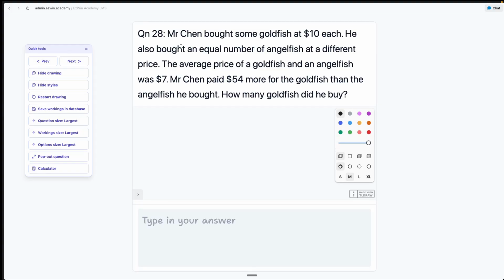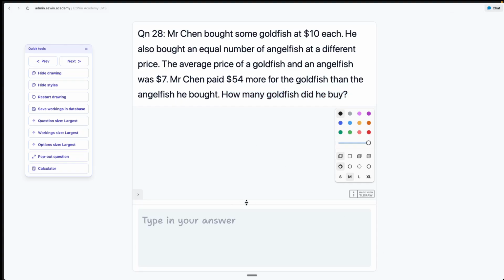Okay, last question. Mr. Chen bought some goldfish at $10 each. He also bought an equal number of angelfish at a different price. The average price of a goldfish and angelfish was $7. Mr. Chen paid $54 more for the goldfish than the angelfish. Angelfish or anglefish? Angel. How many goldfish did he buy?